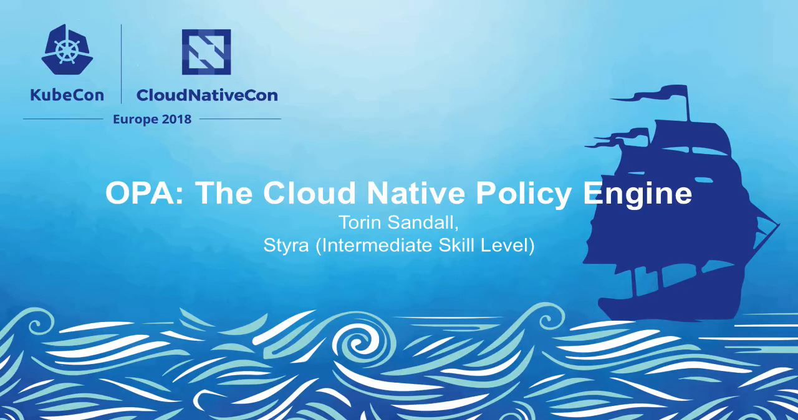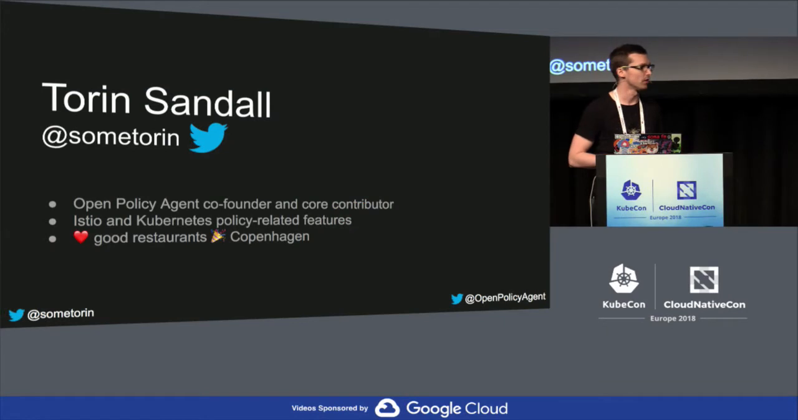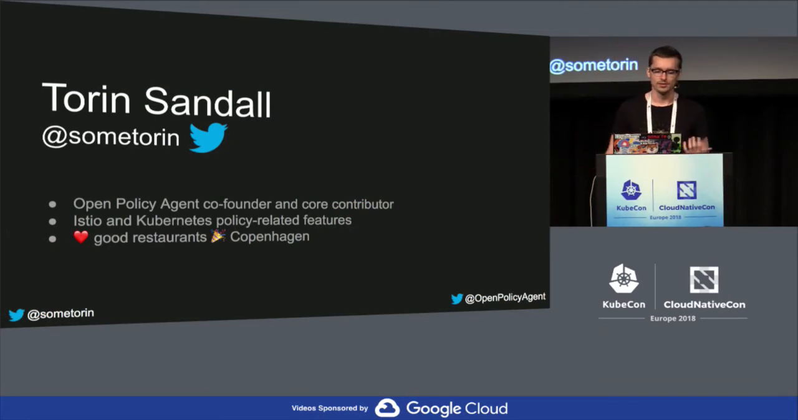Okay, so this is a talk about the Open Policy Agent project. My name is Torin. I'm one of the co-founders of the project and one of the core contributors. I've also worked on policy-related features in Kubernetes and Istio lately. And I happen to love good restaurants, so this is a perfect city to come to talk about policy.